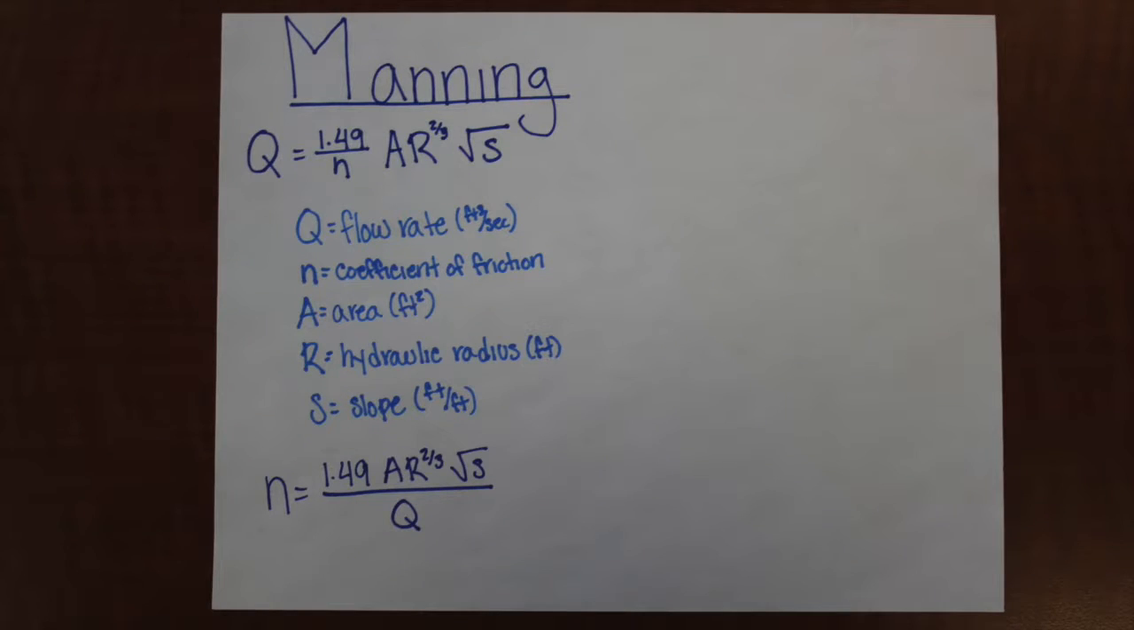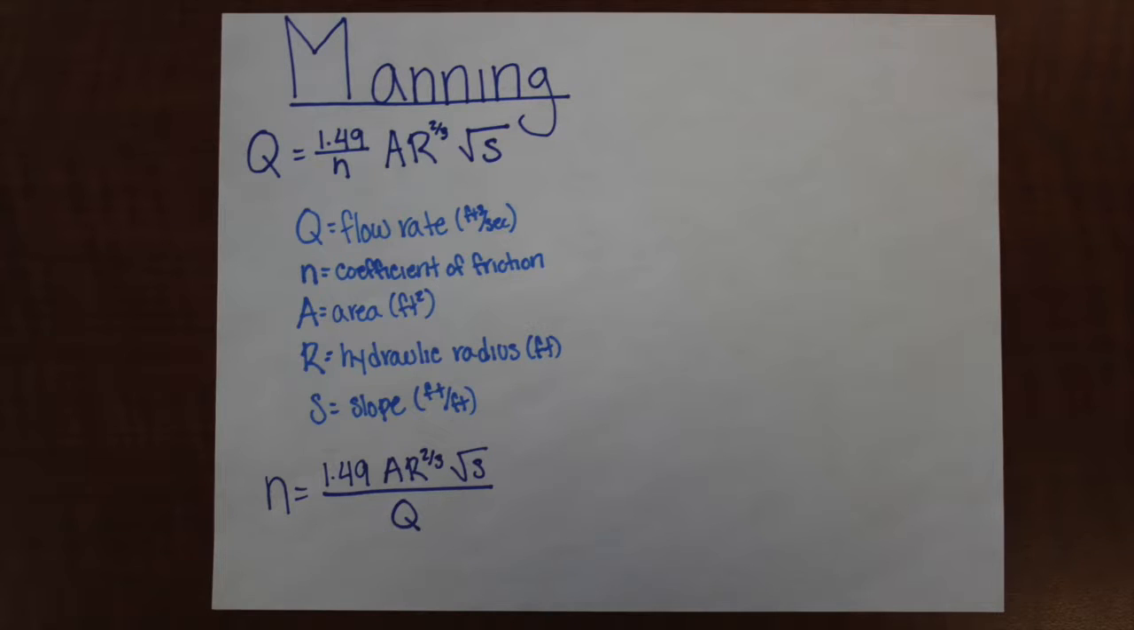After the Weir equation, we use Manning's equation, which is Q equals 1.49 over N times A times R to the 2/3 times the square root of S. In Manning's equation, Q equals the flow rate in feet cubed per second. N is the coefficient of friction. A equals the area in feet squared. R is the hydraulic radius in feet. And S is the slope in feet per feet.